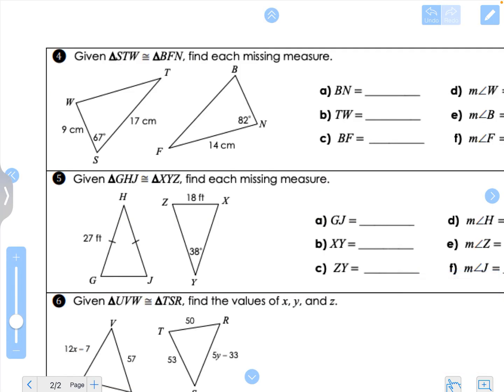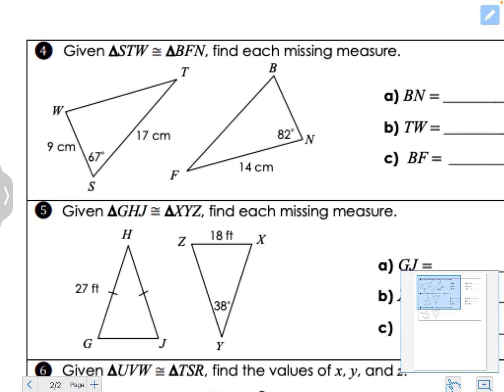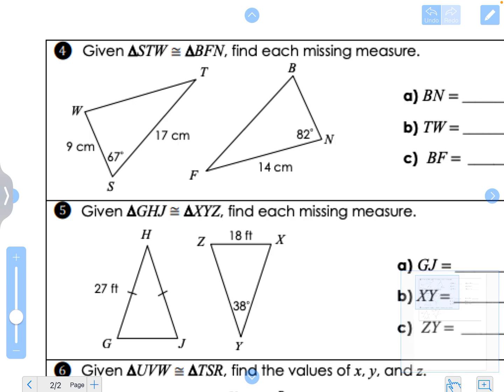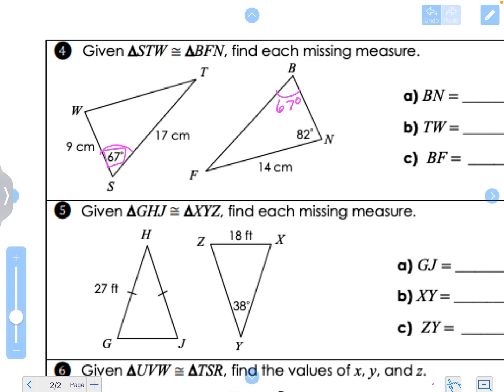All right, so we can use these congruency statements with measurements. So if they tell me that S is congruent to B, and I know that S is 67 degrees, then I know that B is also 67 degrees. If they give me T is matched up with F, I know those two are congruent. Right now, I don't know what either of those are. And if I know that W is congruent to N, then I know that W is 82 degrees.